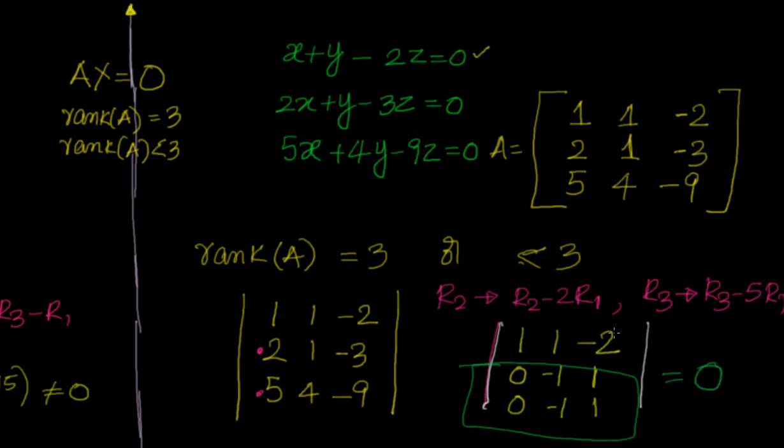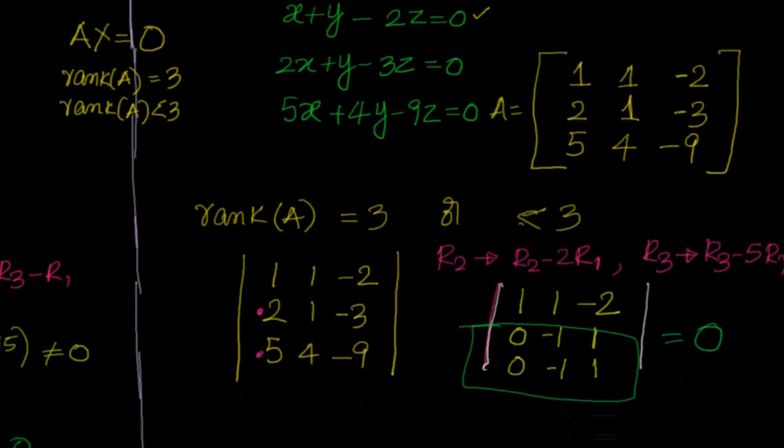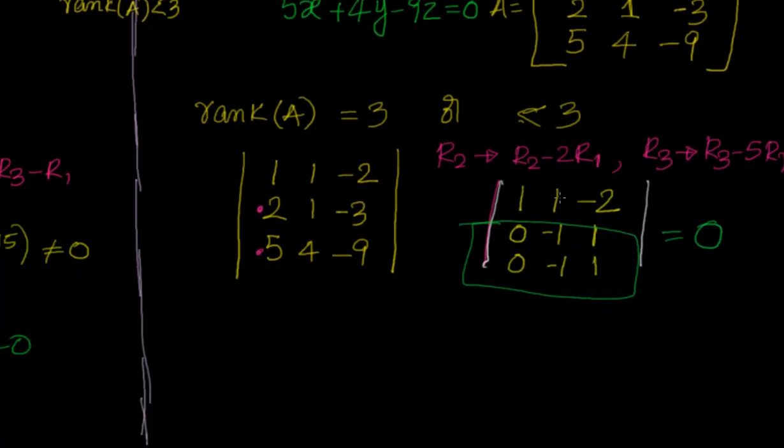Now let's look for any non-singular 2 by 2 matrix. I can see here 1, 1, 0, minus 1. If I do 1 into minus 1, it will be minus 1. So the rank is 2. If the rank is 2, I should have infinite solutions. So let's look at them.